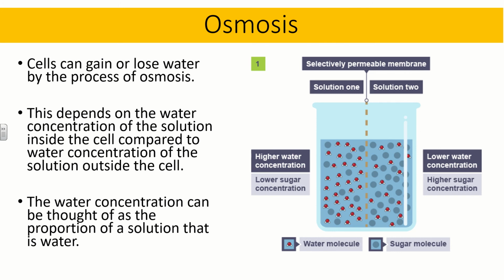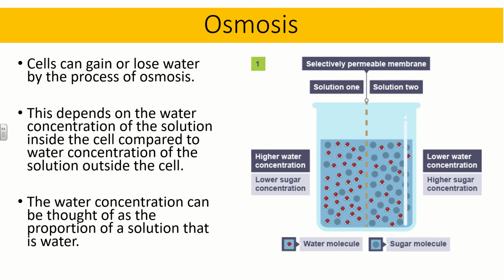Osmosis is a special type of diffusion involving water molecules. Osmosis is the movement of water molecules from a higher water concentration to a lower water concentration through a selectively permeable membrane. Osmosis is an example of a passive process as it occurs down a concentration gradient and does not require energy.